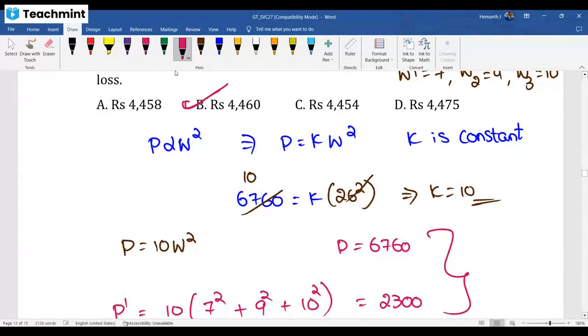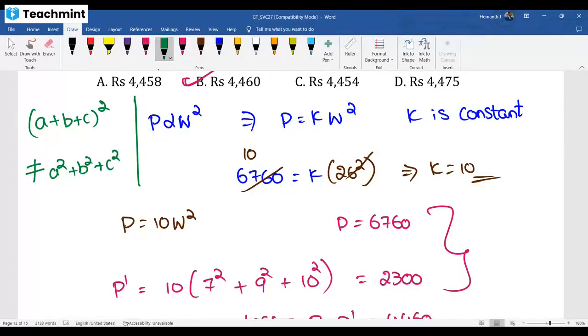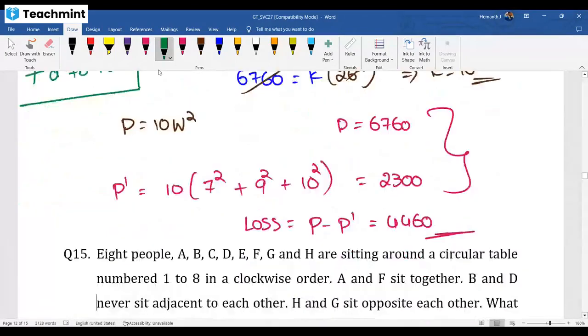A lot of people have a doubt: sir, how is this going to happen? 26 grams, it's divided into 3 weights, 7, 9 and 10. There is no loss of weight, but how is this possible, sir? My dear friend, (a+b) whole square is not equal to a square plus b square, right? Here the combined one is (a+b+c) whole square, here the individual ones are a square, b square, c square. It's not equal, right? We have 2ab, 2bc, 2ca extra. That's missing. That is why we have a loss. Here combined whole square, here separate whole squares. As it is not equal, we are losing something. That is what we are discussing here for the loss.